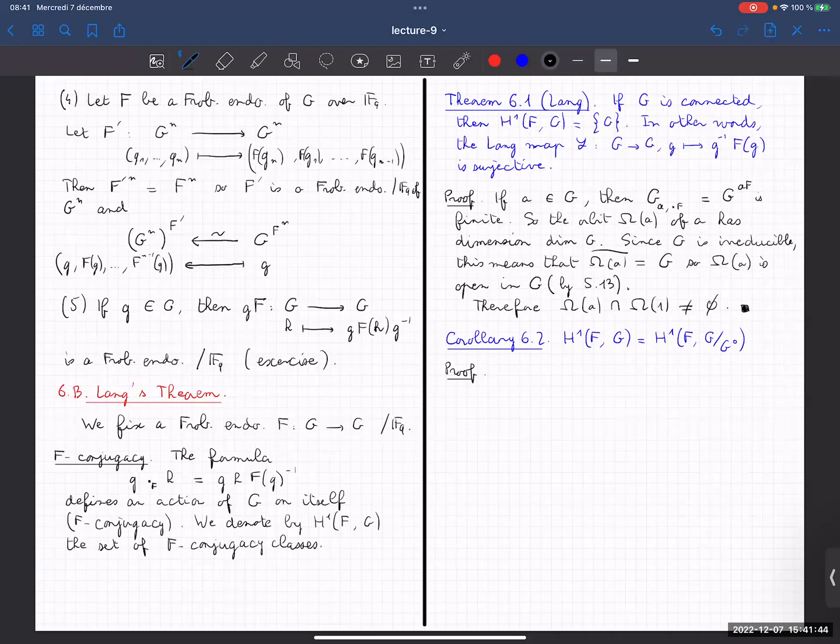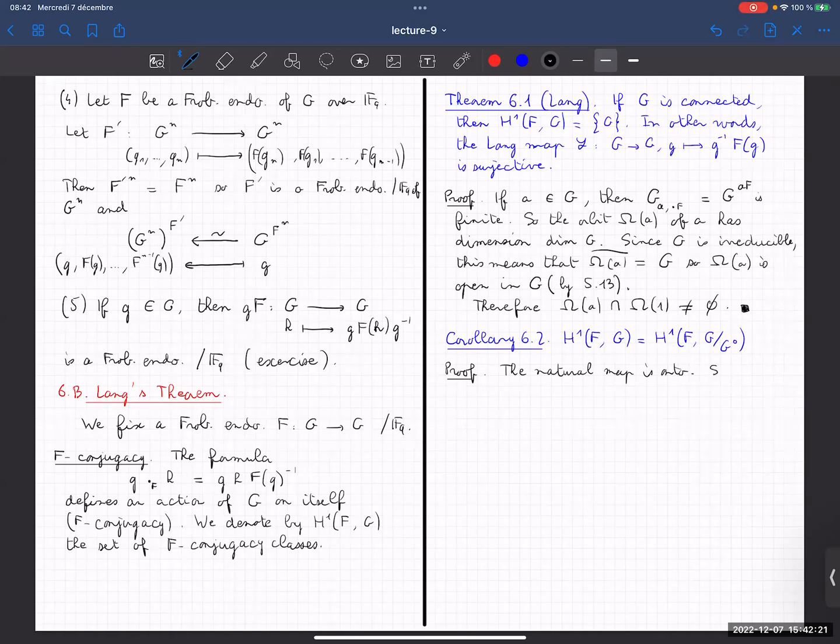So there is a natural map. If you have an F conjugacy class in G, you can send it to its image in G mod G0. This will give you a union of F conjugacy classes, which is an F conjugacy class in G mod G0. And so the natural map is onto. But the point is to prove that it is injective.